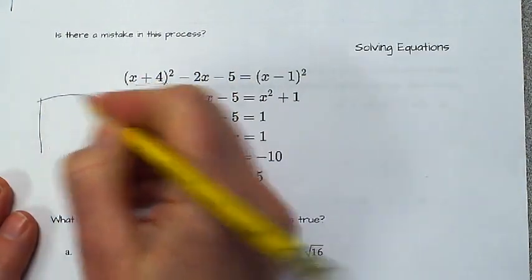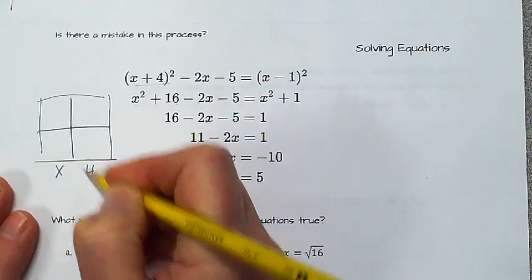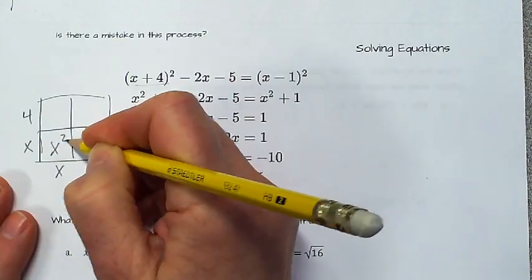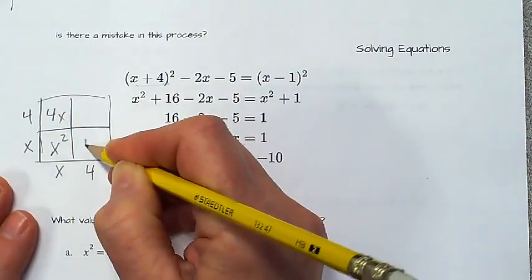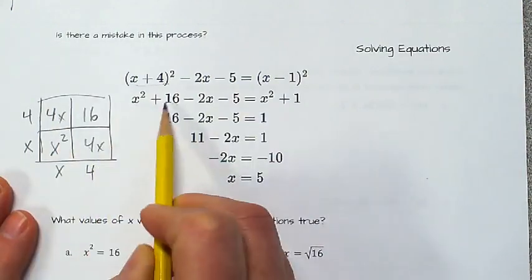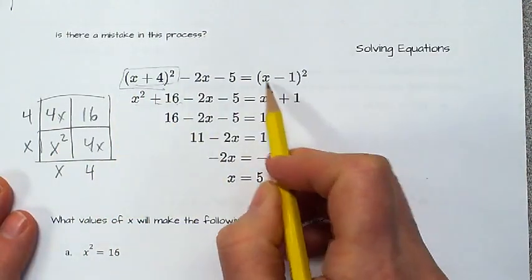X plus 4 squared would be x plus 4 times x plus 4, which would give us x squared plus 8x plus 16. So you would have to use an area model for this.